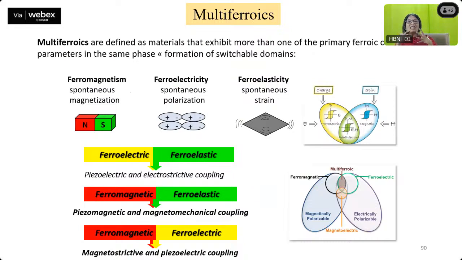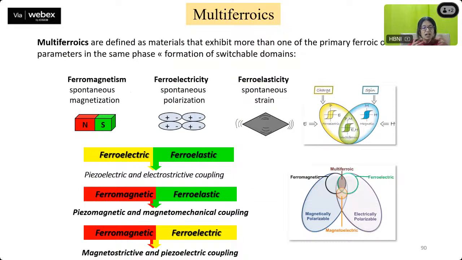So now coming to what multiferroics are. Multiferroics are defined as materials that exhibit more than one of the primary ferroic order parameters in the same phase, that is, the formation of switchable domains. You have ferromagnetism, that is spontaneous magnetization. You have ferroelectricity, which is spontaneous polarization. Ferroelasticity, which is spontaneous strain. So if you have a combination of ferroelectric and ferroelastic, this is a multiferroic.